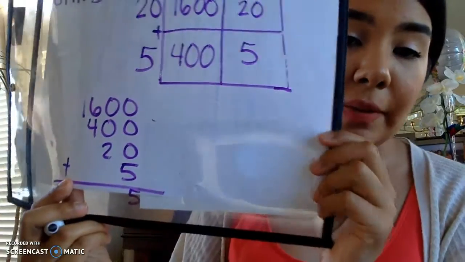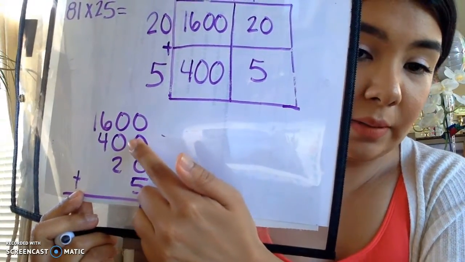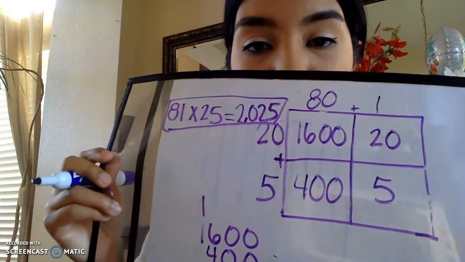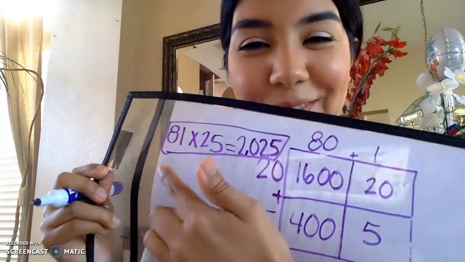So now what's 0 plus 0 plus 0? 0 plus 5 is 5. Now we have to do 0 plus 0, 0 plus 2 is 2. 6 plus 4 is 10. Got to carry the 1. 1 plus 1 is 2. So our final answer is 2025. 2025 right here.